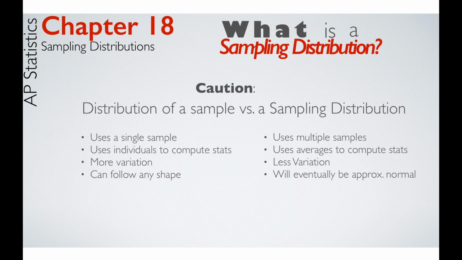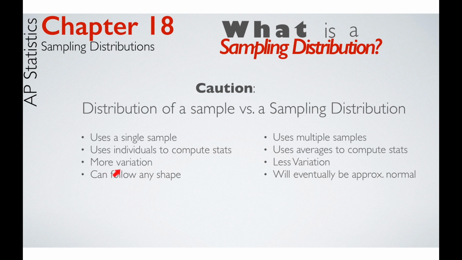The distribution of a single sample is what you're used to hearing. It uses a single sample. Think about the average height of students at Buford. You could go out and collect data, and you would use all that information to create a histogram, to create the statistics like the average or the standard deviation, and that's all going to use a single sample each time. It uses individuals to compute statistics.